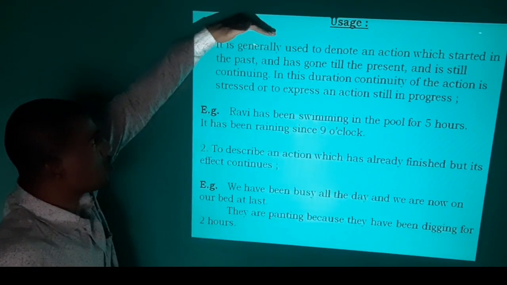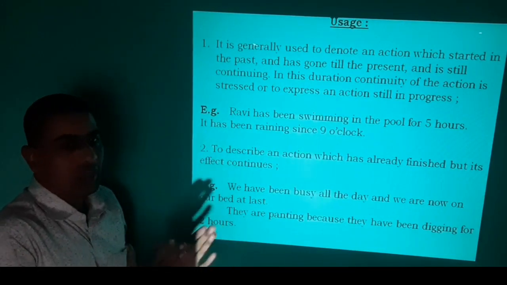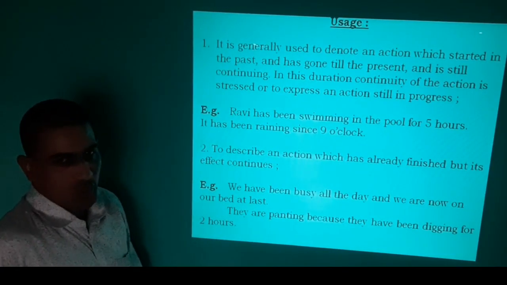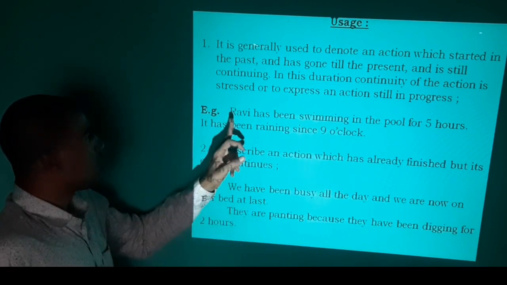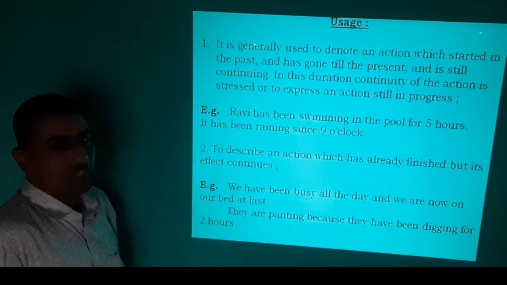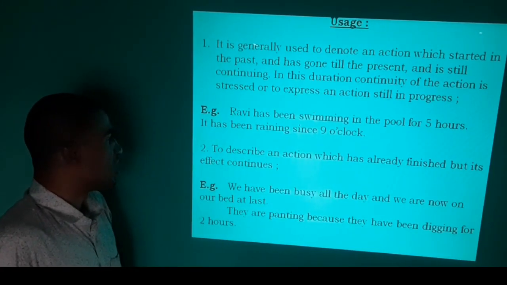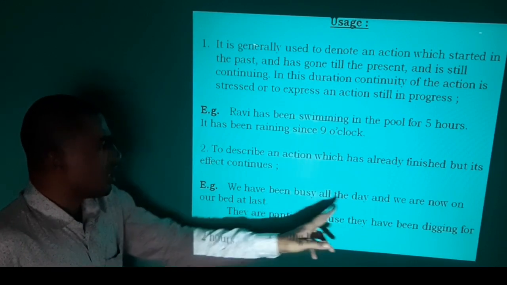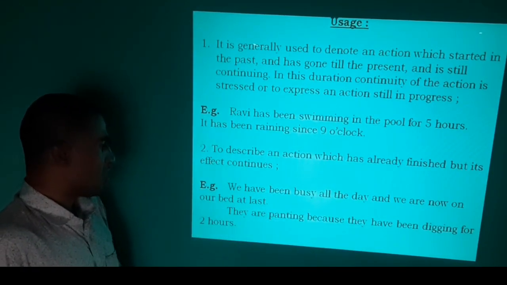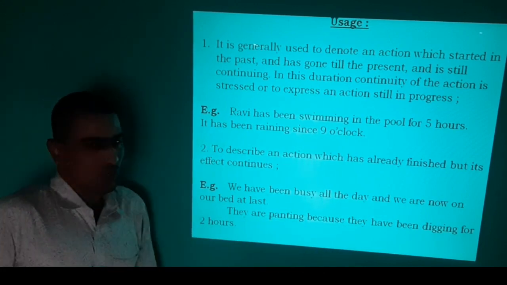Next, if you go with the usage, it is generally used to denote an action which started earlier and then continued up to a certain time in the present and has the hope of continuation even in the future. So Ravi has been swimming in the pool for 5 hours. It has been raining since 9 o'clock. It is also used to describe an action which has already finished but its effect continues. We have been busy all the day and we are now on our bed at last. They are panting because they have been digging for 2 hours.